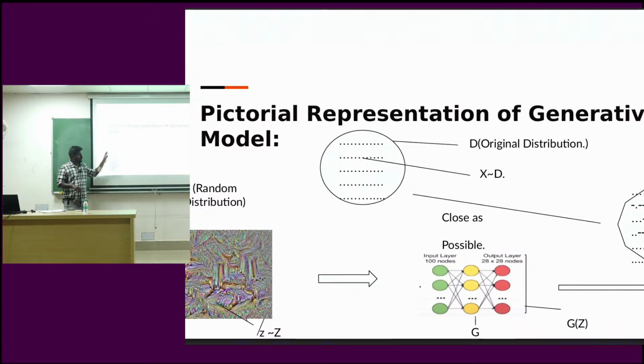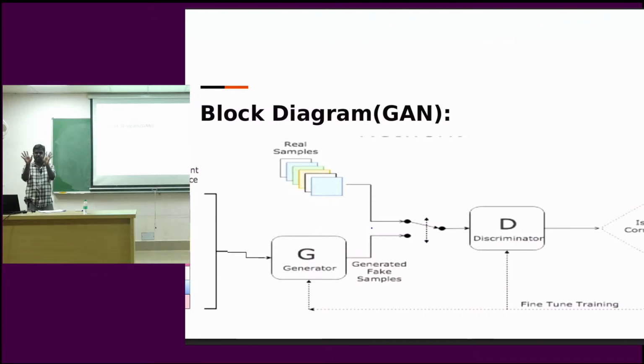Okay, this is a block diagram of the GANs. We have a discriminator here and we have a generator here. What is the input of the discriminator? Two inputs: one from the real samples and one from the generator. What is the job of the discriminator? It discriminates the two classes, the two samples coming from these two. What is the job of the generator? It generates fake samples, and it wants the discriminator to classify them as real samples.